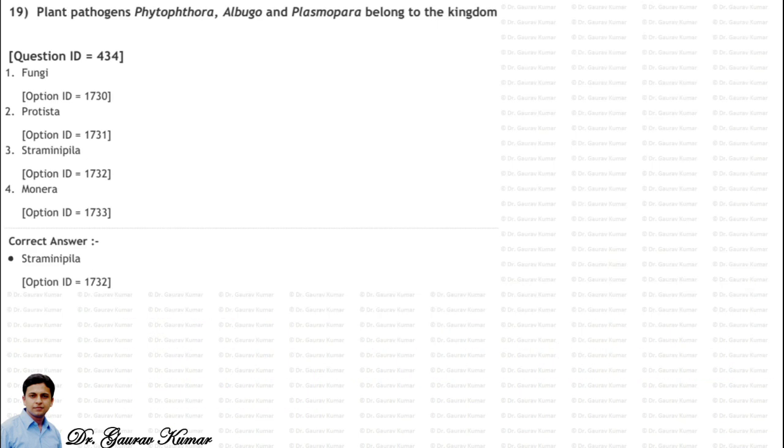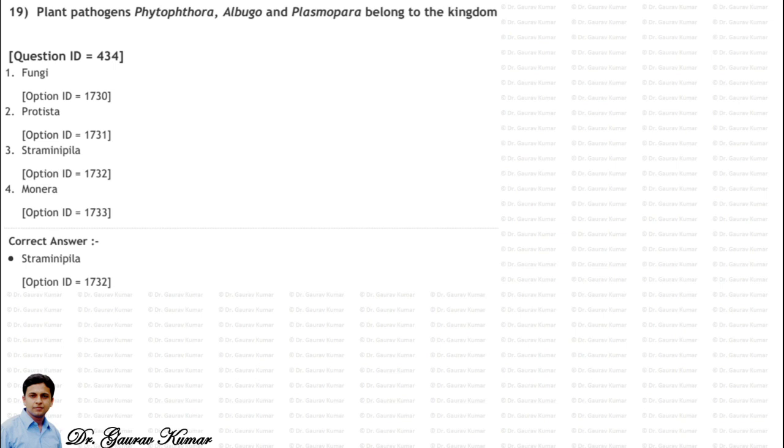Next question: plant pathogens Phytophthora, Albugo and Plasmopara belong to the kingdom... So yes, if you have read mycology and plant pathology in your BSc course, of course you might have read about these fungi, Phytophthora, Albugo and Plasmopara. But the question is indeed a tough one, because generally we have not read about this kingdom Stramenopila. If you have read that, I guess it's in my third lecture, then of course you will get it, if you are in my class and have read my lectures.